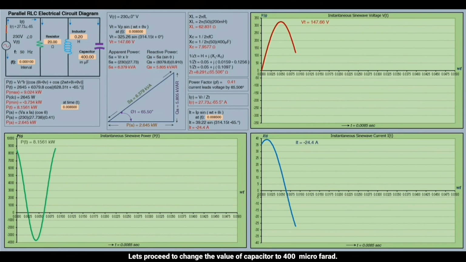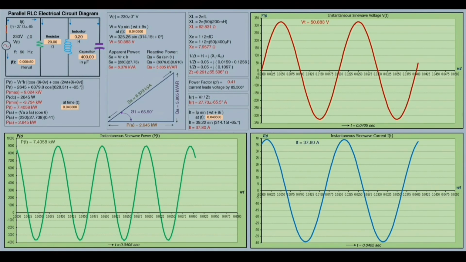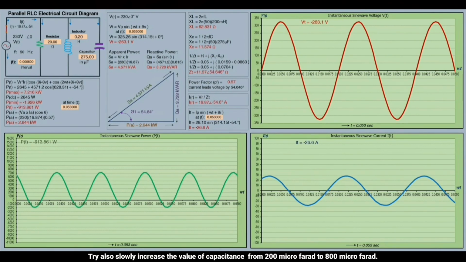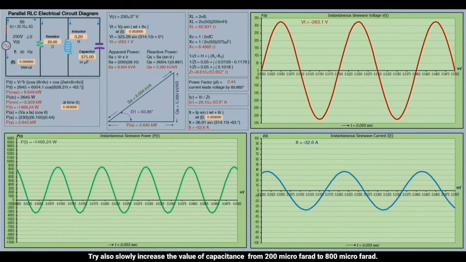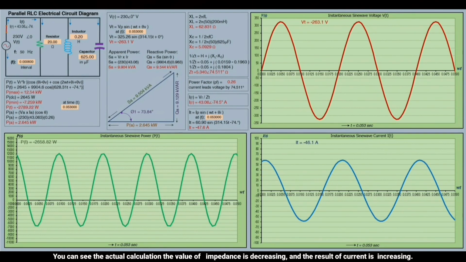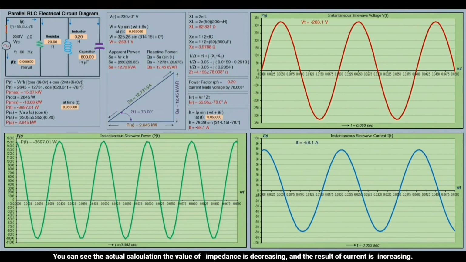Let's proceed to change the value of capacitor to 400 microfarad. Try also slowly increasing the value of capacitance from 200 microfarad to 800 microfarad. You can see the actual calculation. The value of impedance is decreasing, and the result of current is increasing.